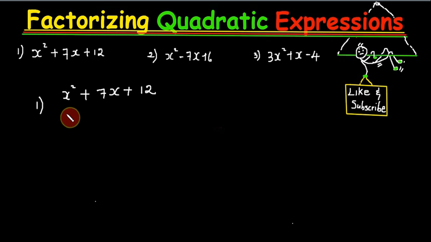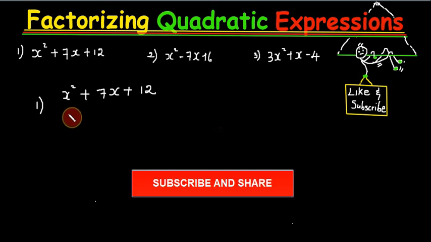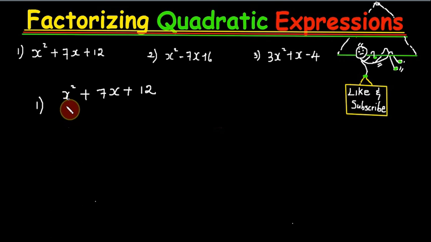First thing we will do is to write our head and write our tail. So that is the first thing we will do. What is our head? X squared. What is our tail? Plus 12. A positive 12.